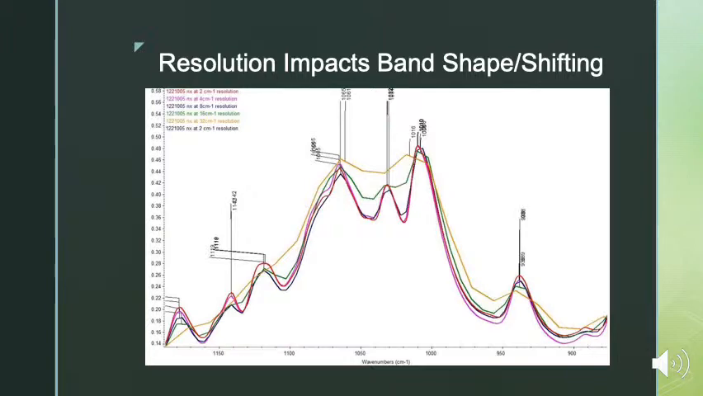This is particularly notable in our yellow spectrum, at about 32 reciprocal centimeters resolution, compared to the red spectrum at about 2 centimeters resolution, where we can see a difference not only in the band shifting but also in the number of peaks in this region.